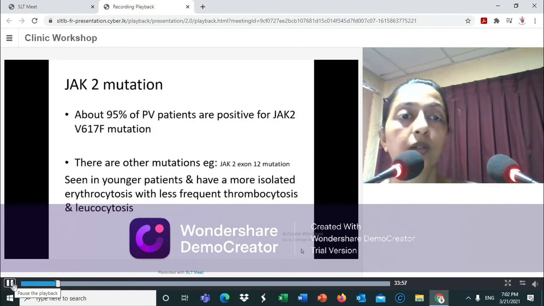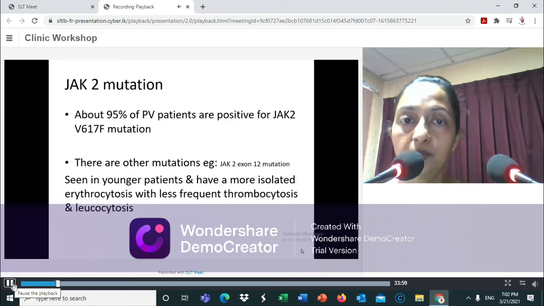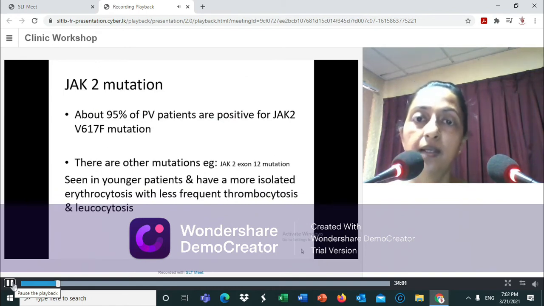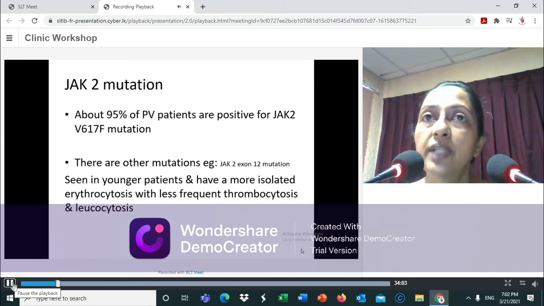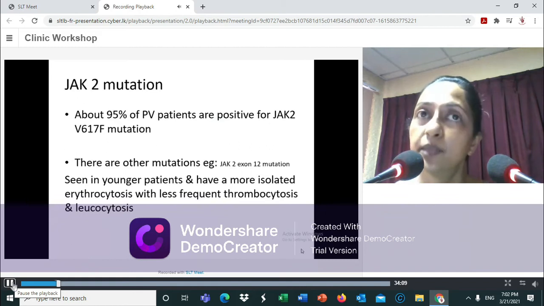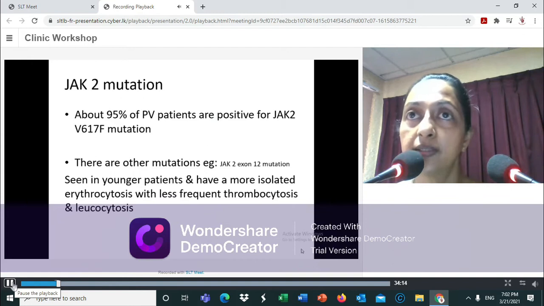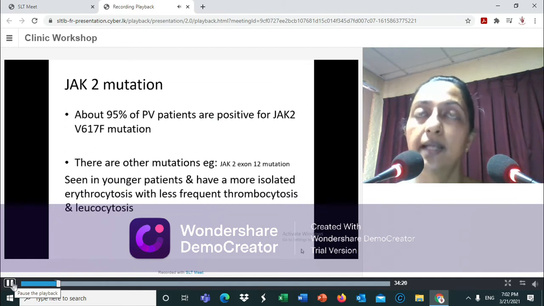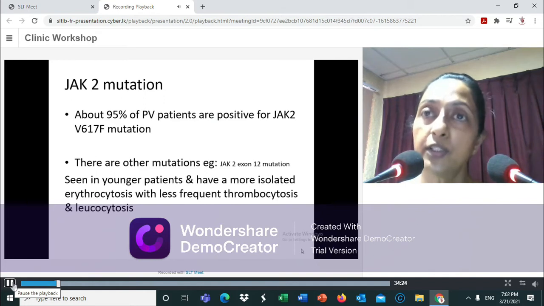So about 95% of patients with polycythemia vera are positive for the JAK2 V617F mutation. Right? There are other mutations as well. JAK2 exon 12 mutation is seen in around 1 to 3% of patients. This is seen in younger patients and they have a more isolated erythrocytosis with less frequent thrombocytosis and leukocytosis.